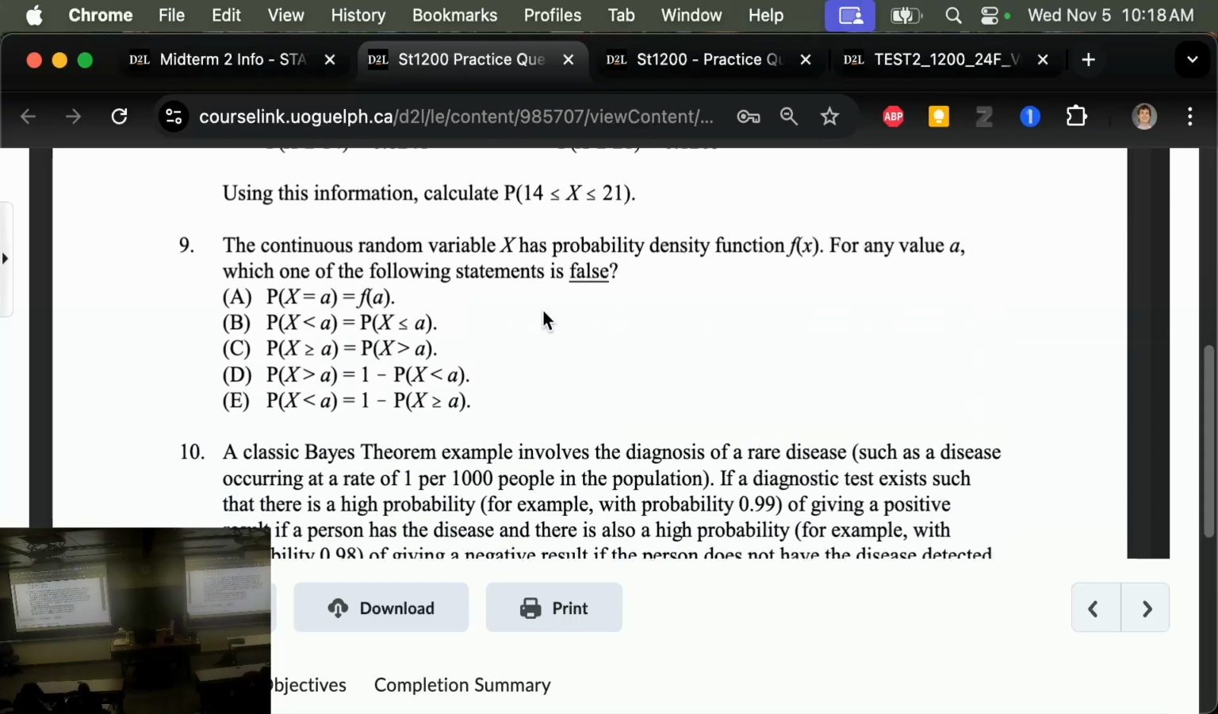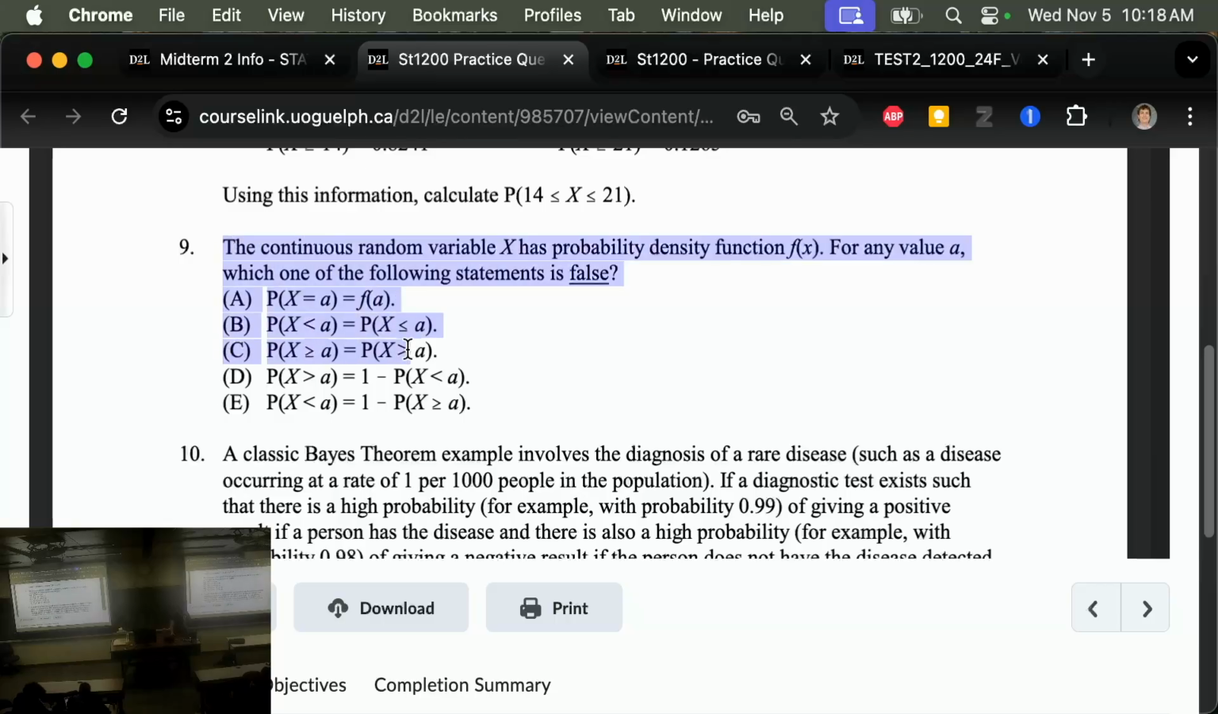Oh, that was very quick. I think there's another one like that. Oh, yeah, this one. This is the one I wanted to get to. The continuous random variable x has a probability density function f. For any value of a, which one of the following statements is false? Some of these ones we've already done today. I mentioned this one about the less than a and the less than or equal to a. Those are the same. The greater than or equal to a and the greater than a. Those are both definitely true.